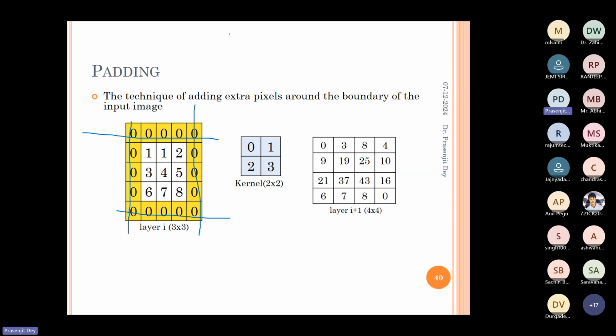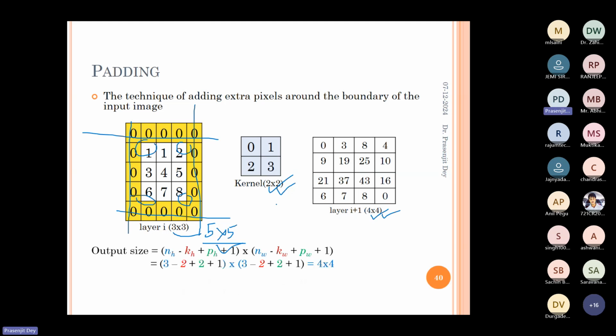So here we have used zero padding, and if we apply zero padding to the input image, the input image goes from 3 by 3 to 5 by 5, and after applying a 2 by 2 kernel, this will be my output image. So the input image was 3 by 3. After applying padding, it became 5 by 5. If you apply a 2 by 2 kernel on it, then the output image will be 4 by 4. The advantage of padding is that you are not losing any boundary information, which you may lose if you do not use padding. So this is how it will look.